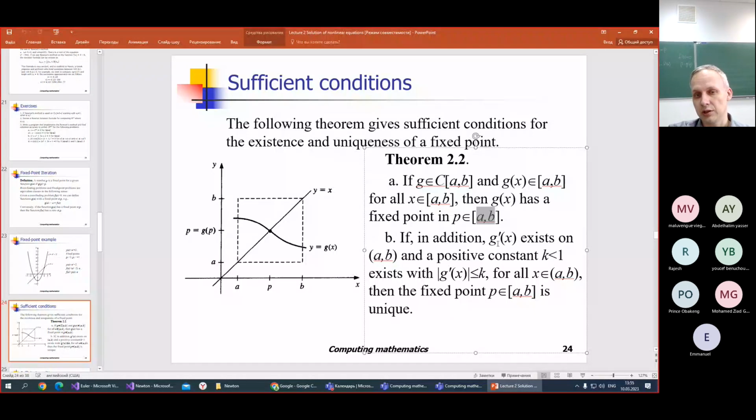But if, in addition, the first derivative of the function g exists and a positive constant k smaller than 1 exists, such that the module of g prime of x is smaller or equal to k for all x, then this fixed point is unique. It means that there is only one fixed point.